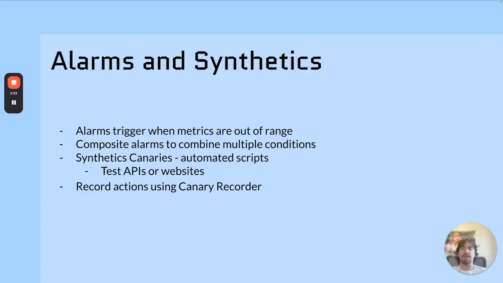Then we have alarms and synthetics. Alarms can trigger actions when metrics go out of range. They can stop or reboot EC2 instances, trigger auto-scaling, or notify via SNS. You can even create composite alarms to combine multiple conditions and reduce noise.